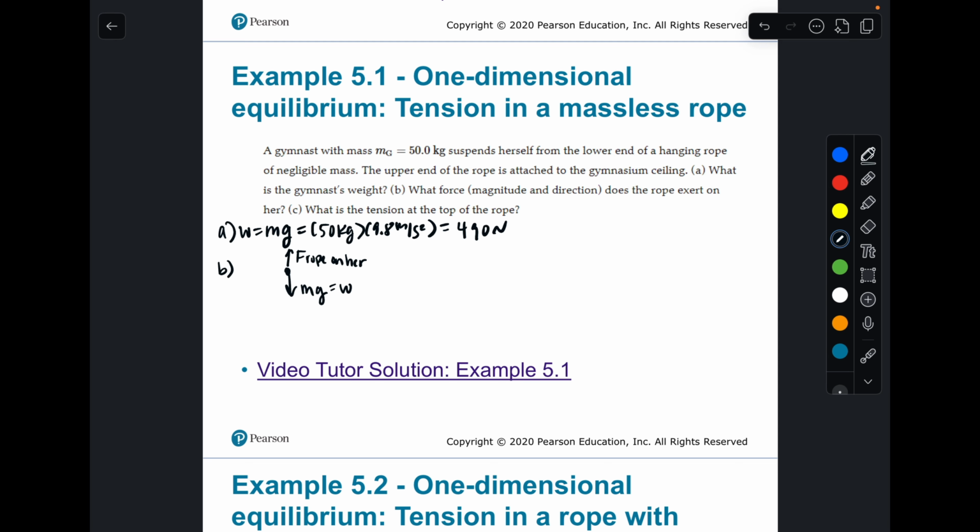And so in order to solve for the force of the rope on her, which is what we were asked, we need to apply Newton's first law, add up all the forces in the y: F rope on her, oh goodness, rope on gymnast, okay, and we're going to subtract the weight and set that equal to 0. And we're subtracting the weight because that vector is pointing down. And so now, obviously, the force of the rope on the gymnast is going to be equal to 490, right? That's the weight of the gymnast. And the direction of that is up.